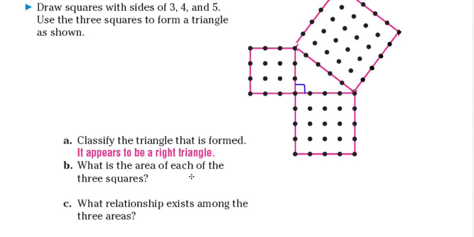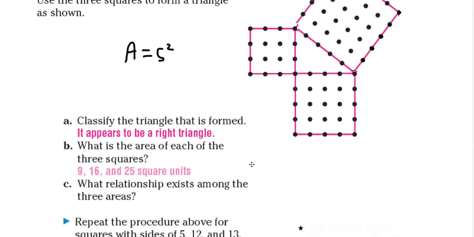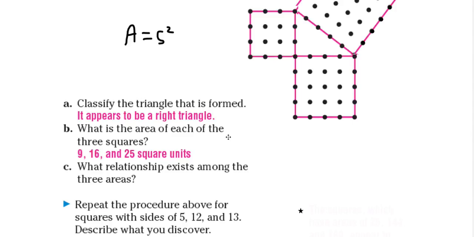What is the area of each of the 3 squares? You know that this is a 3 by 3 square. Therefore, assuming that you know that the area of a square is equal to s squared, your 3 by 3 square will be 9 square units. The 4 by 4 square will be 16 square units. And the 5 by 5 square will be 25 square units. So the areas are 9, 16, and 25 square units.